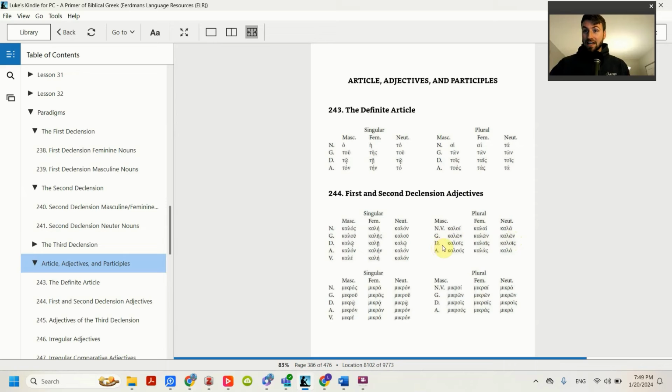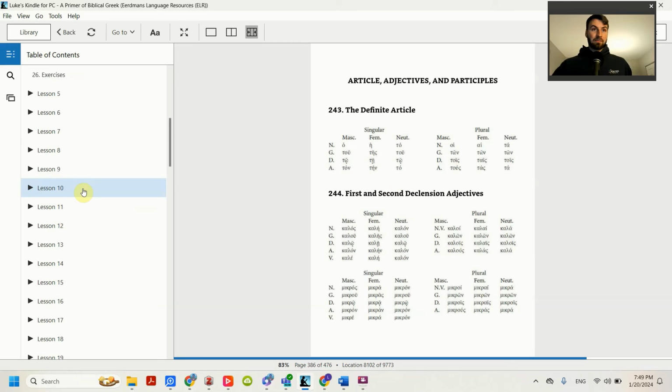And then in the dative, they're all the same. The masculine and neuter are the same. The feminine has an alpha instead of the omicron, which we'd expect, but otherwise it has the iota sigma at the end. And then in the accusative, these are different. So you have kalus, kalas, and kala in the plural.